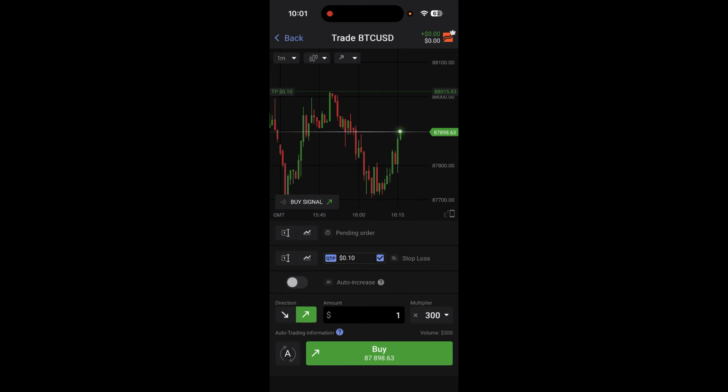And you need to track the trade's performance in open trades. Close the trade manually or let it close automatically at your take profit or stop loss. Profit or losses will be reflected in your account balance.